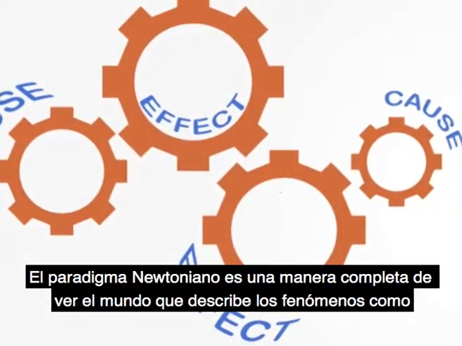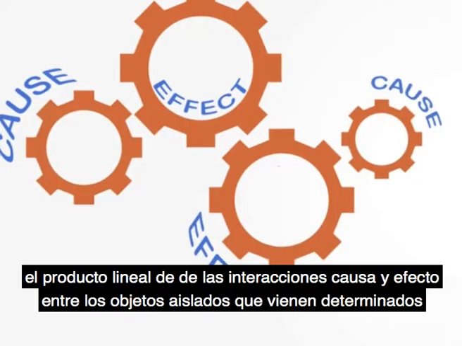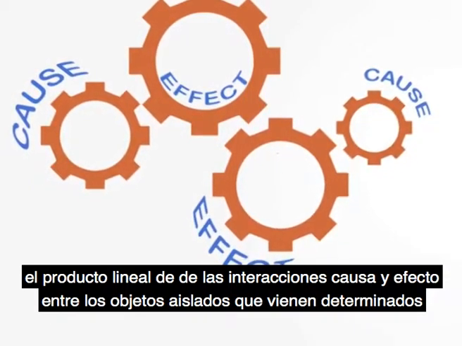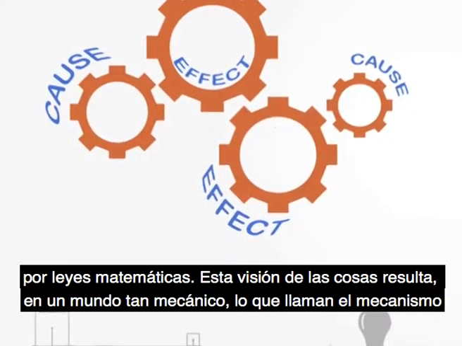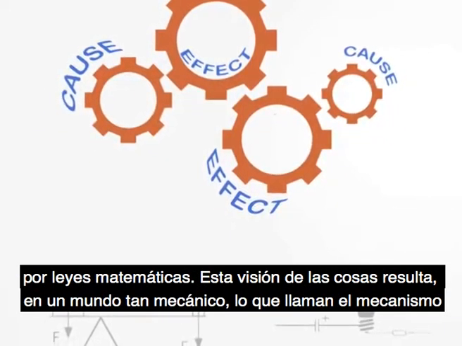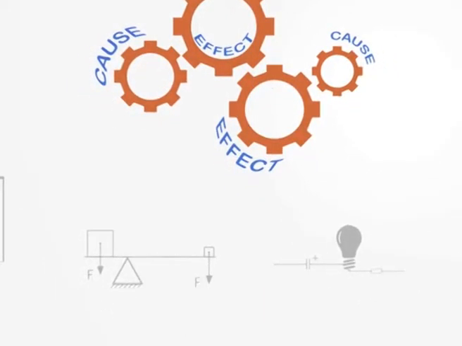The Newtonian Paradigm is a whole way of seeing the world that describes phenomena as the product of linear cause and effect interactions between isolated objects that are determined by mathematical laws. This view of things results in a very mechanical vision of the world, sometimes called the clockwork universe.